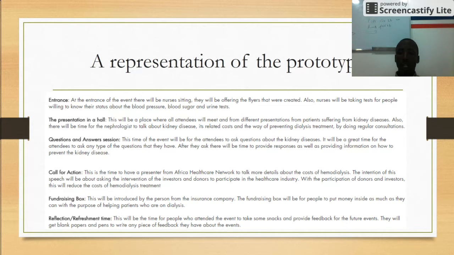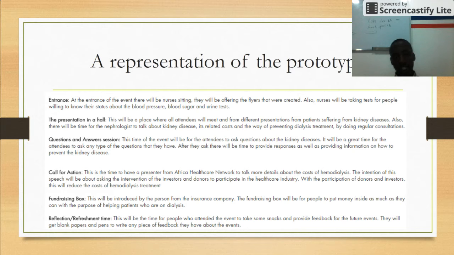Also, we have some patients who will share their experience with the cost of hemodialysis treatment. Questions and answers: there will be time for questions and answers so that people can have the understanding and the way this works. Call for action: we shall have a presenter from Africa Healthcare Network who will talk about the cost of hemodialysis treatment since they meet with patients day after day.